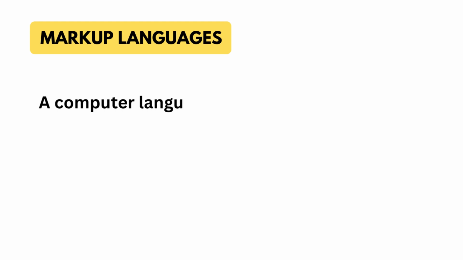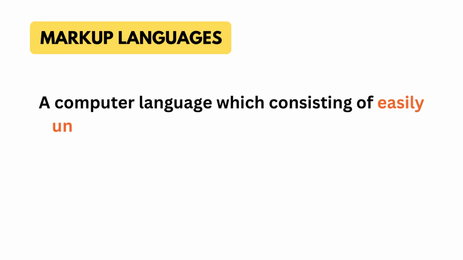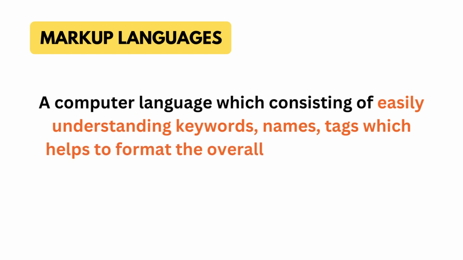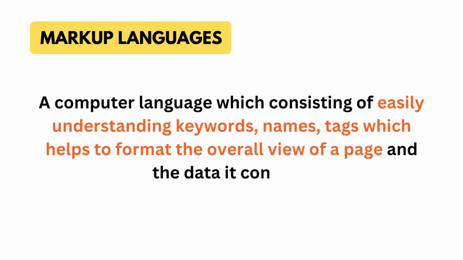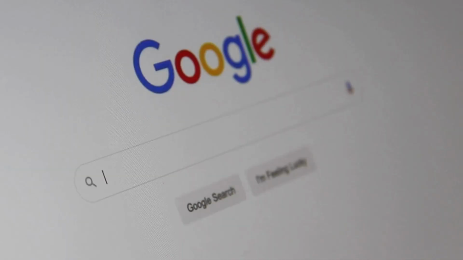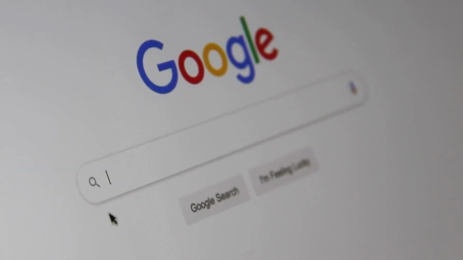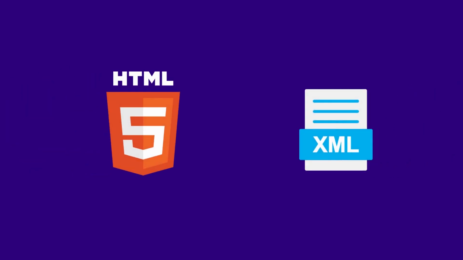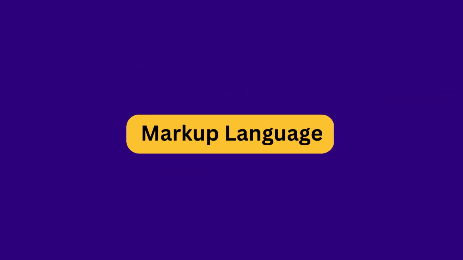A markup language is a computer language consisting of keywords, names, and tags, which help us to easily understand and format the overall structure of the web page which we are seeing on browsers like Chrome, Mozilla, etc. Examples are HTML and XML. These computer languages we call markup languages.